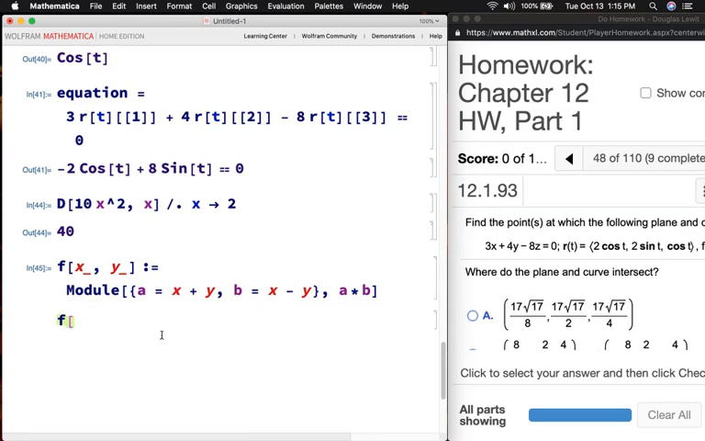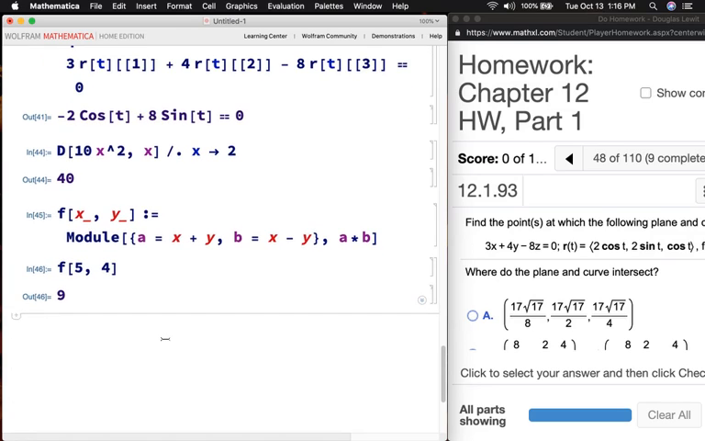So let's see, 5 and 4. So is that true? 5 plus 4 times 5 minus 4, that's equal to 9. So a and b are local variables inside my function definition. A is equal to x plus y, b is equal to x minus y, and then I just multiply the two values, a times b.